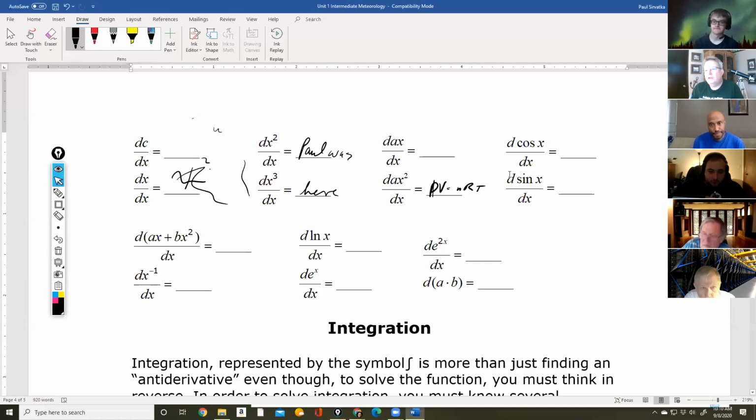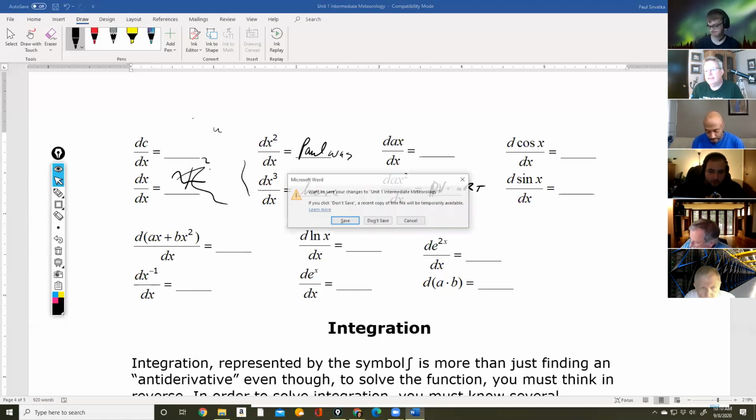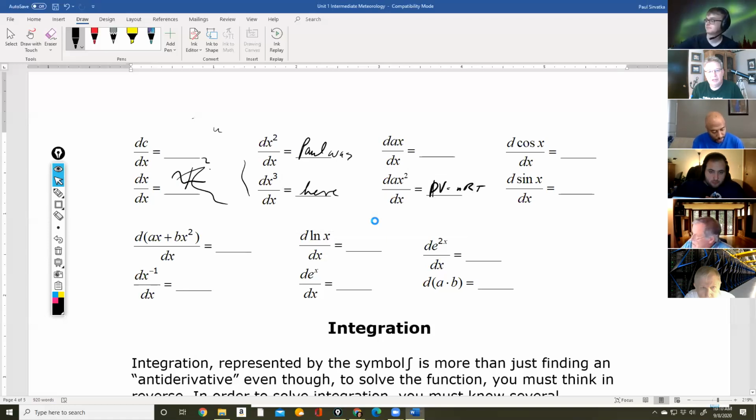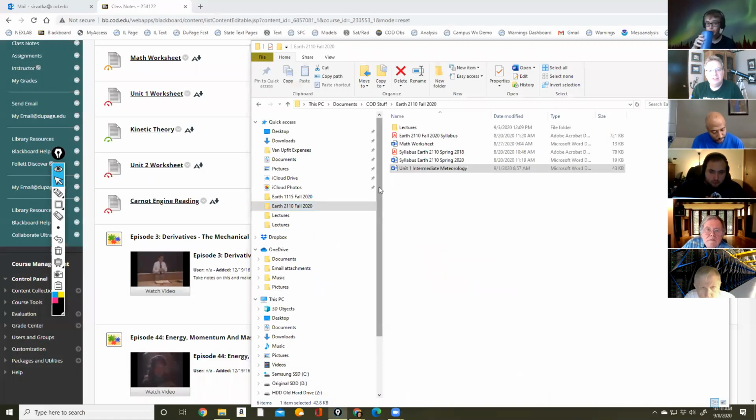So, okay, I'm going to close out of that. Not going to save any of that. That would be silly to save. And we need to start thinking about kinetic theory.